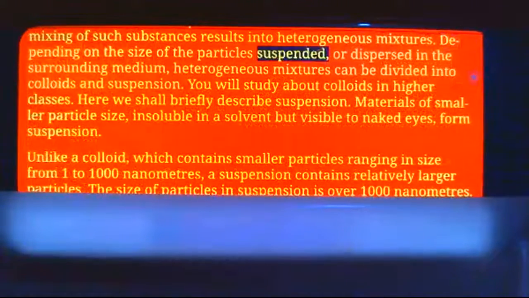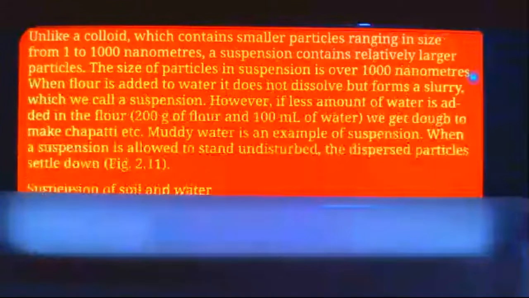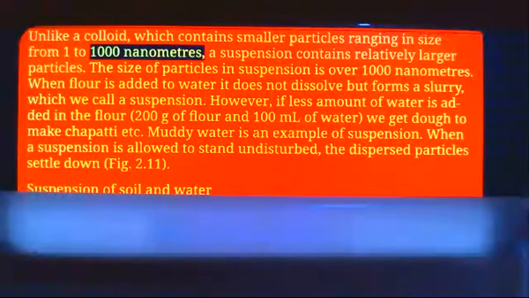Depending on the size of the particles suspended or dispersed in the surrounding medium, heterogeneous mixtures can be divided into colloids and suspension. You will study about colloids in higher classes. Here we shall briefly describe suspension. Materials of larger particle size and insoluble in a solvent but visible to naked eyes form suspension. Unlike a colloid, which contains smaller particles ranging in size from 1 to 1000 nanometers, a suspension contains relatively larger particles. The size of particles in suspension is over 1000 nanometers.